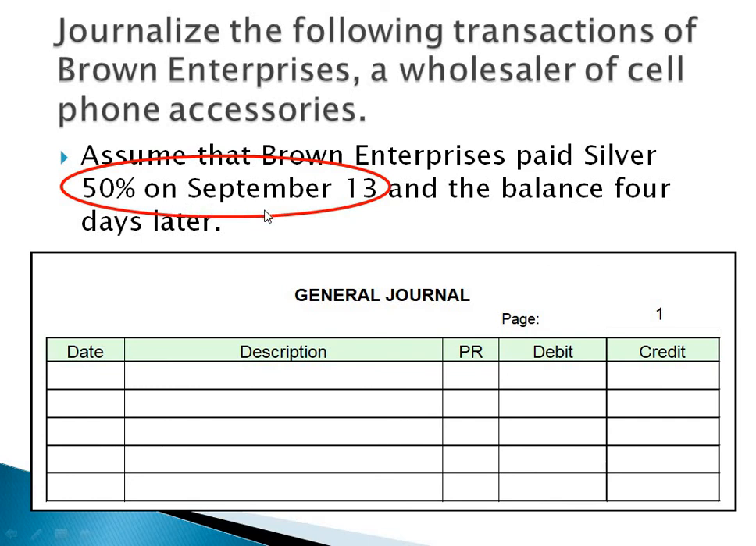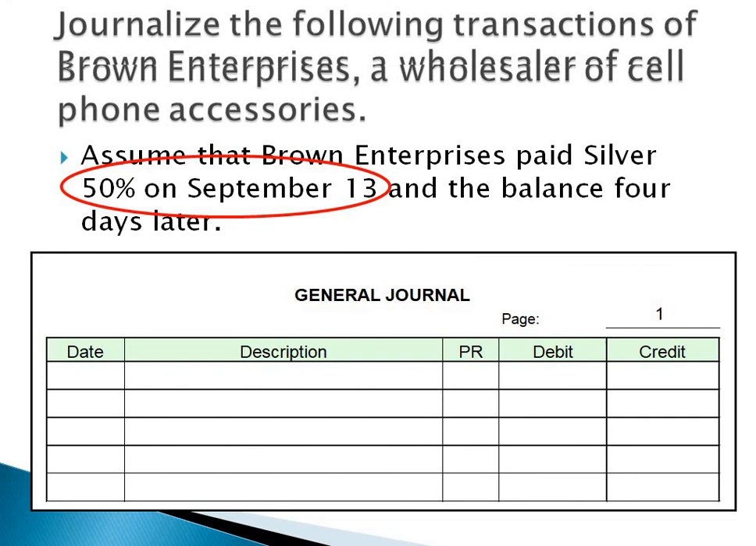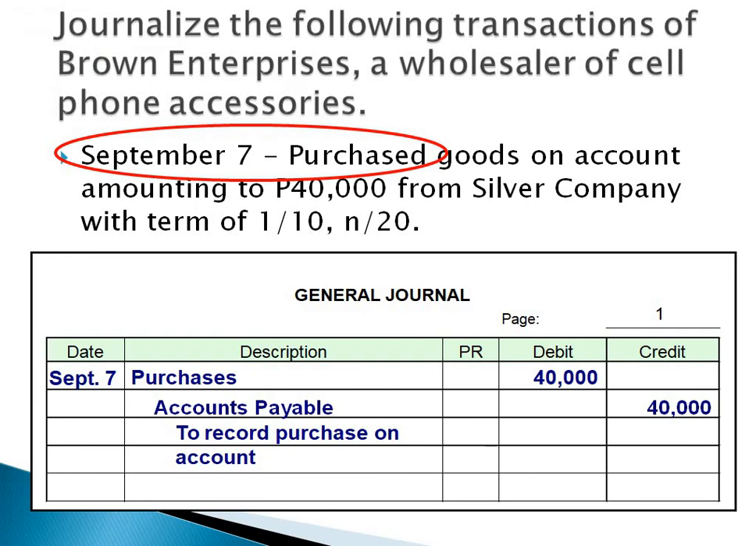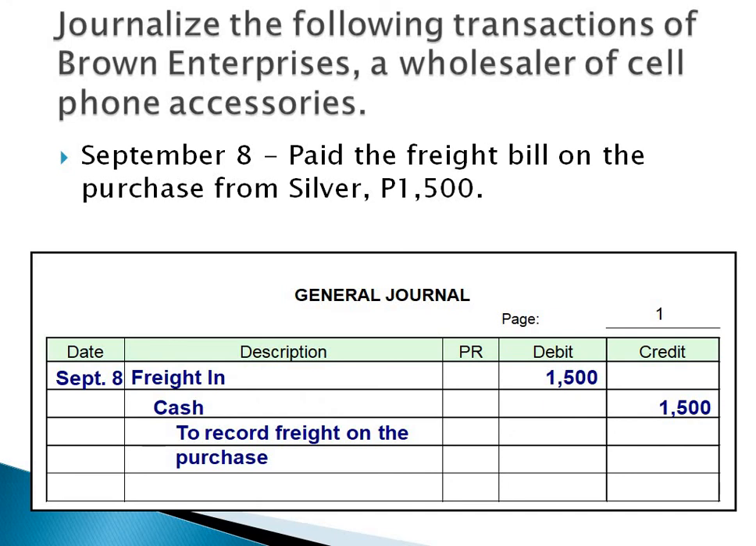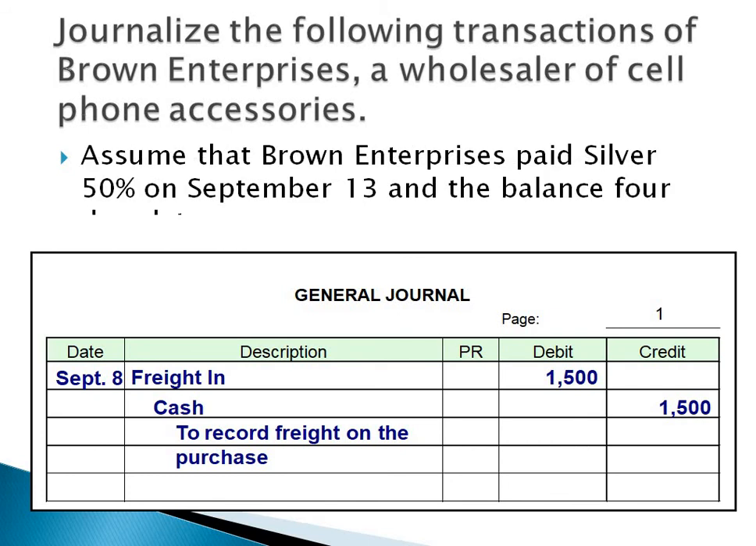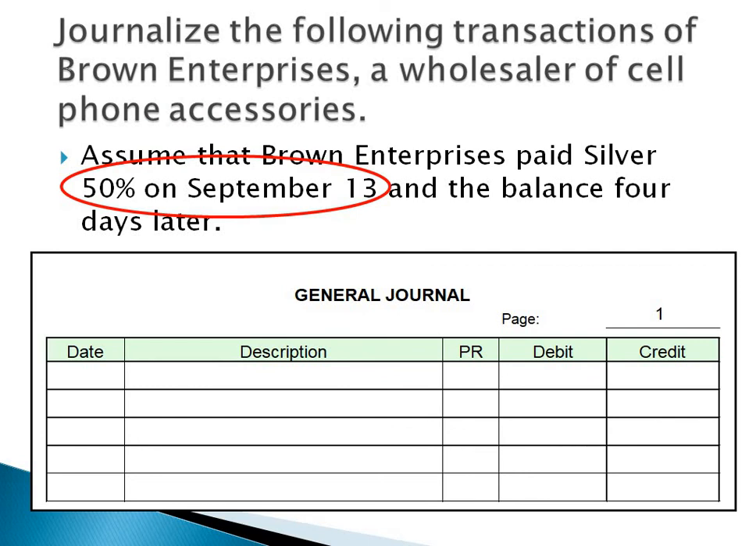Before this payment on September 13, the accounts payable of Brown Enterprises to Silver Company amounts to 40,000 pesos because prior to September 13, Brown had one transaction with Silver. That was on September 7, where we credited accounts payable for 40,000. A transaction related to that purchase was the payment of freight the following day, September 8. But that did not affect the accounts payable of Brown to Silver Company. Therefore, 40,000 pesos was the balance of the accounts payable before this transaction of 50% payment made by Brown to Silver on September 13. How much is the 50% of 40,000 pesos?